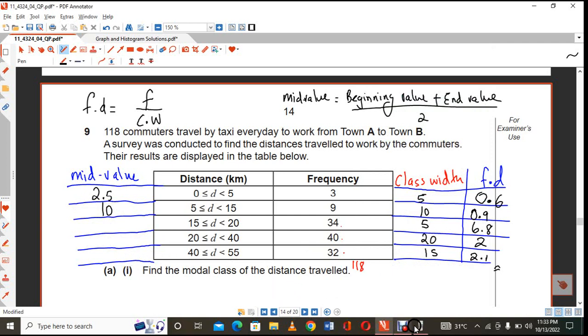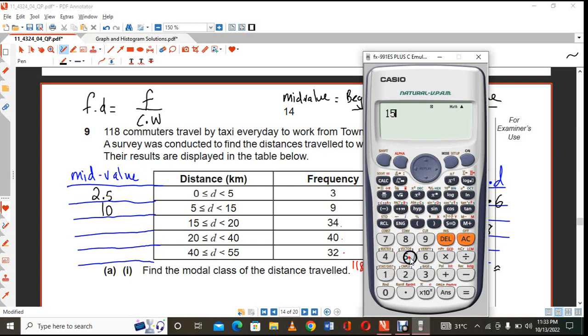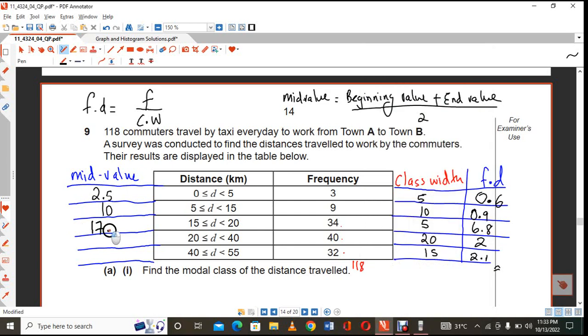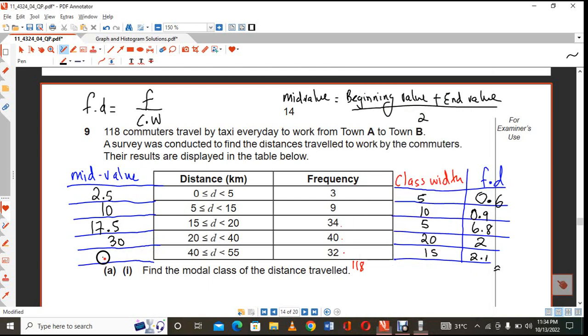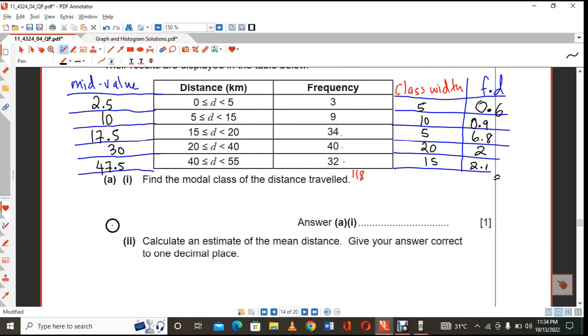The next one, beginning value 15 plus end value 20, you find half of that, and you say on average in this class group it is 17.5 kilometers. The next one is 20 plus 40, that is 60, half of 60 is 30. The last one there is 40 plus 55, and we take half of that answer, 47.5. So in this class the average is about 47.5. That's the mid value. This mid value is very important when we are calculating part 2, which is the estimate of the mean.